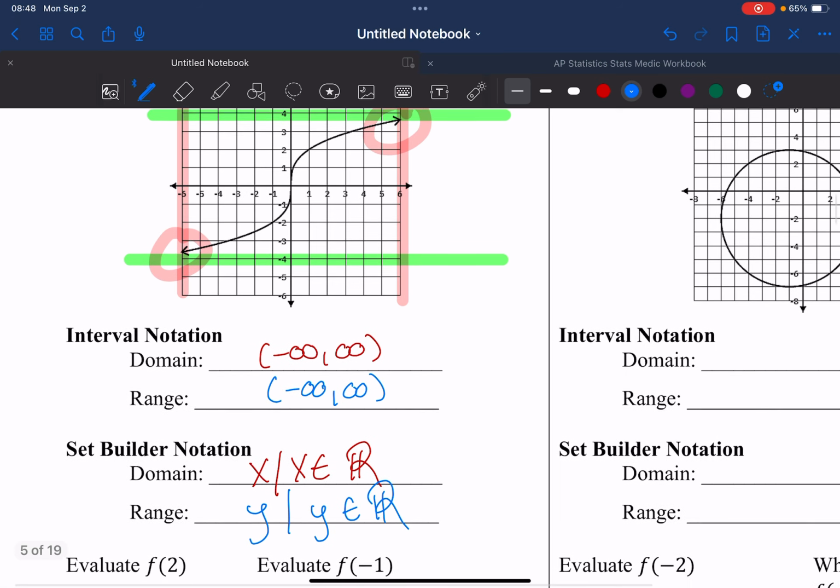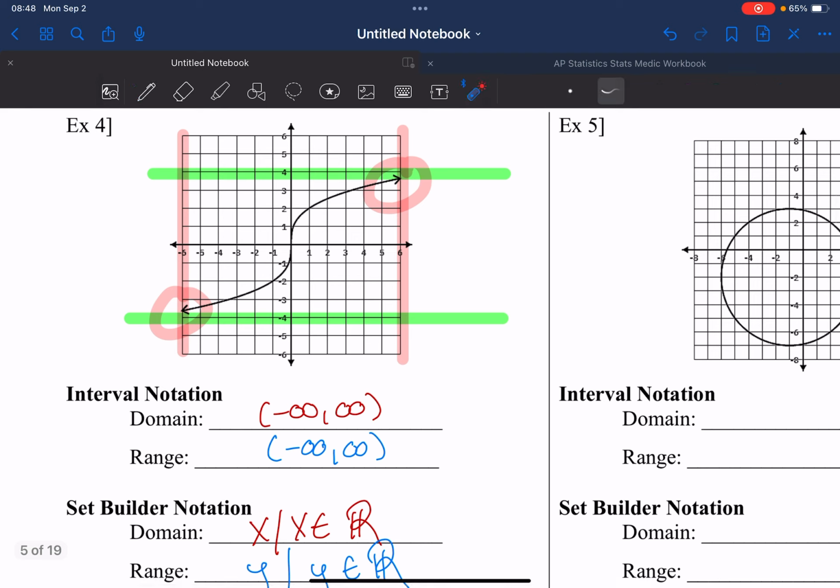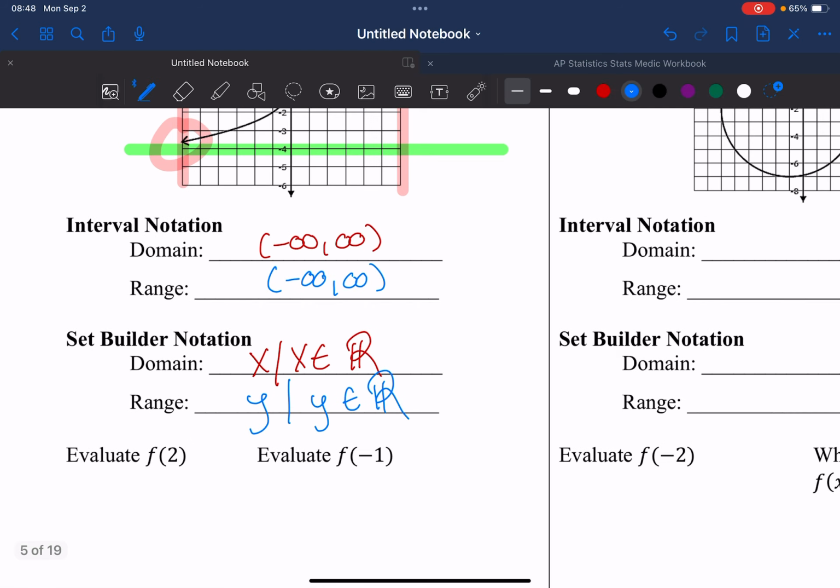Okay. Now we need to find f of 2. So I'm going to find 2 on our x's. So here's 2 on our x's. And notice I have to go up to hit my graph, and I hit my graph at about 2.5 because it's between the 2 and the 3. So I am going to say f of 2 is approximately 2.5, or I can say that it's approximately the point (2, 2.5). Those little squiggles mean approximately.